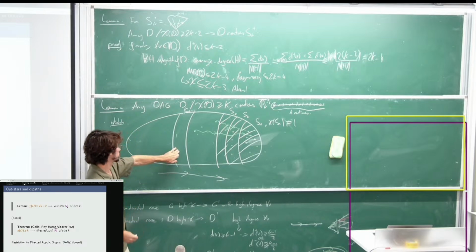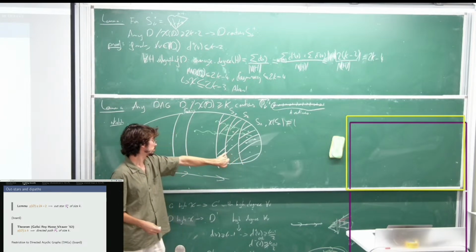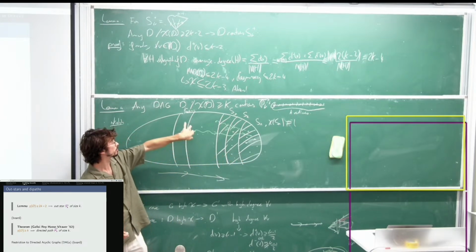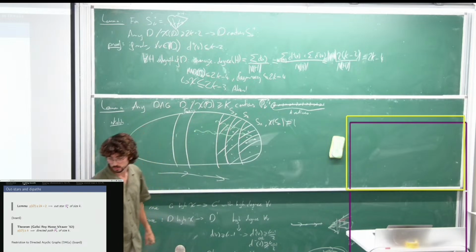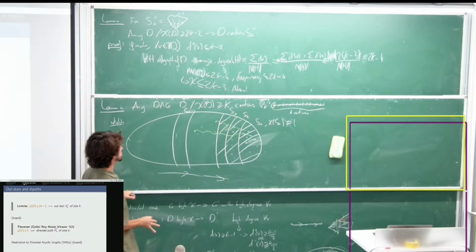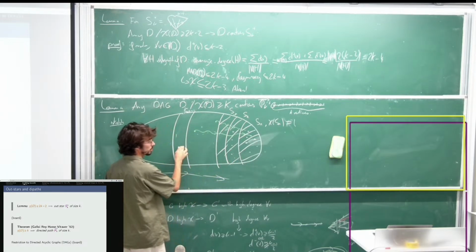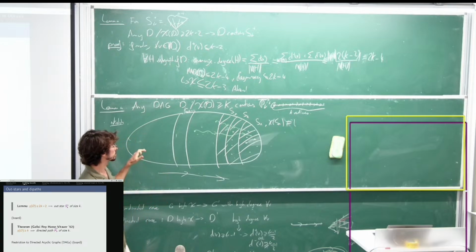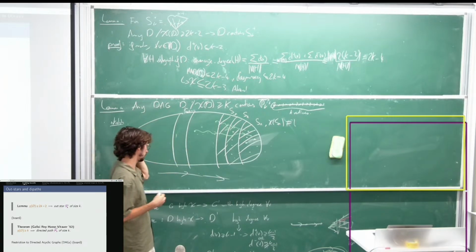So I know I can do this, because at each step I remove an independent set, and I have chromatic number at least k. So if I remove k minus 1 layers, I still have vertices left here, or otherwise I would have a k minus 1 coloring.